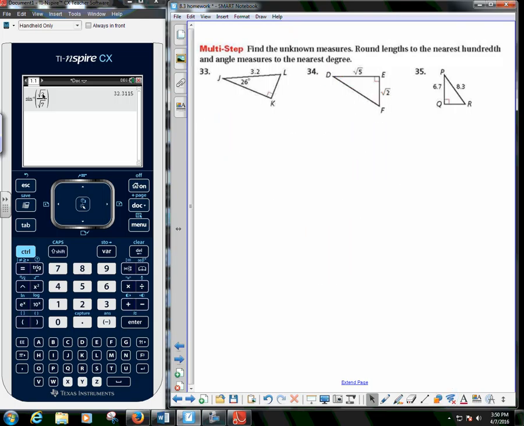So looking at number 35, I know two sides and I need to know the third side. So let's go ahead and bang that out real quick. We'll call this B. We'll say 6.7 squared plus B squared equals 8.3 squared. I'm going to go to my calculator. No, I'm not. I lied. I'm going to do this just because it makes me happy to do everything at once.